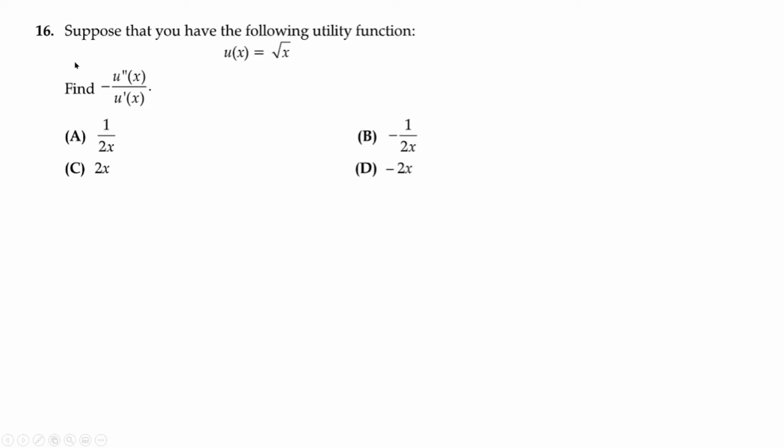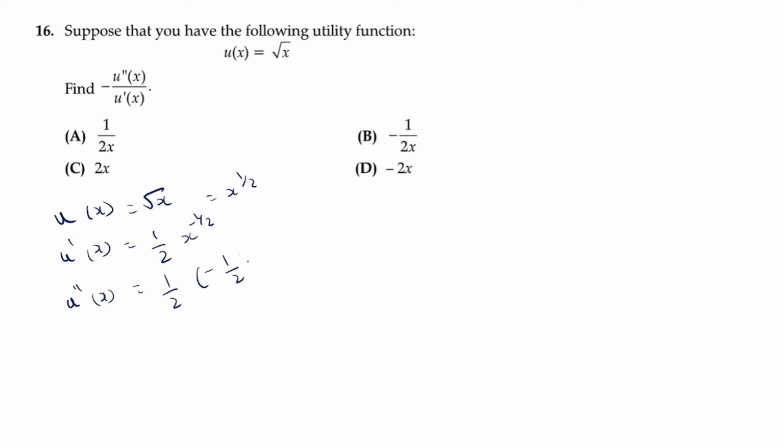The next question, suppose you have the following utility function, find negative u double dash upon u dash. U of x is root x. So we need to find u double dash upon u dash. So first let us find u dash of x. U dash of x is 1 by 2 into x raised to half minus 1. So x raised to minus half. U double dash of x is 1 by 2 into minus 1 by 2 into x raised to minus half minus 1. So it is x raised to minus 3 by 2.